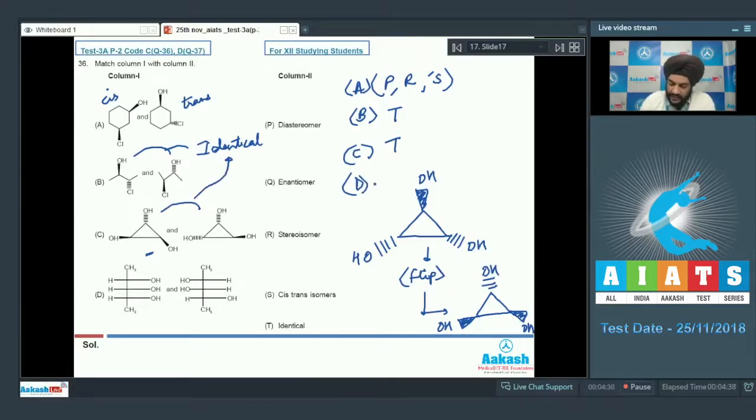Now if you look at the last option, which is D, we can see that these two structures differ in their configuration at only one chiral carbon. So they have to be diastereomers. The compound on the left is a meso compound, whereas the compound on the right is not a meso compound. Okay. So the structures are diastereomers. The structures are not enantiomers. The structures are stereoisomers. So R will be a match. These are not cis trans isomers, and these are also not identical. So the correct matching for species given in option D will be with option P and option R. So students, this is the correct match for question number 36.